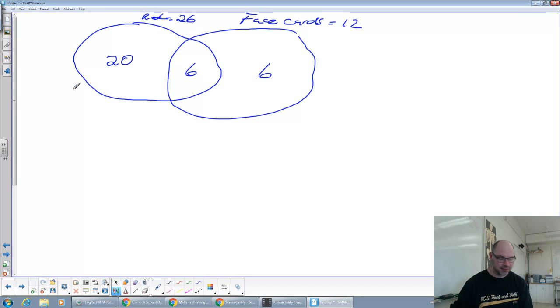So how many cards total do we have? 20 plus 6 plus 6, which is 32 cards that can be a face card or a red card, over a total of 52 because the deck of cards is 52. So 32 over 52 would be our result for that one.